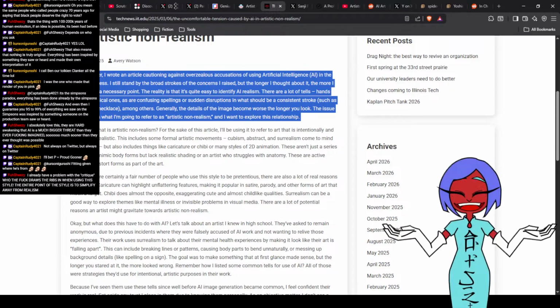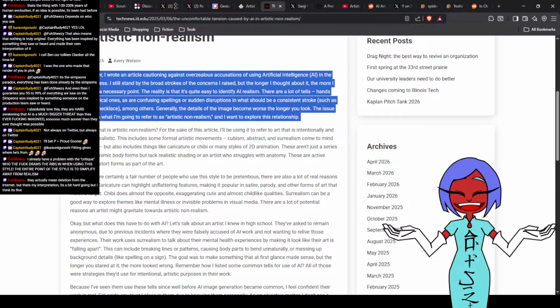"The reality is that it's quite easy to identify AI realism. There are a lot of tells. Hands are stereotypical ones, as are confusing spelling or sudden disruptions in what should be consistent strokes." By the way, confusing spellings could also just be if someone doesn't understand the language. I've seen that happen before. Everyone has seen an anime where they've misspelled an English word in a really cartoony way, right?